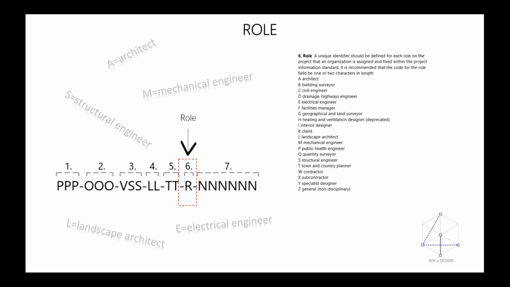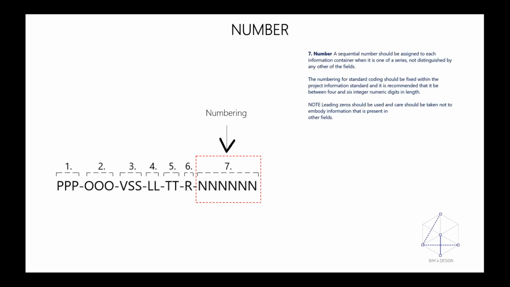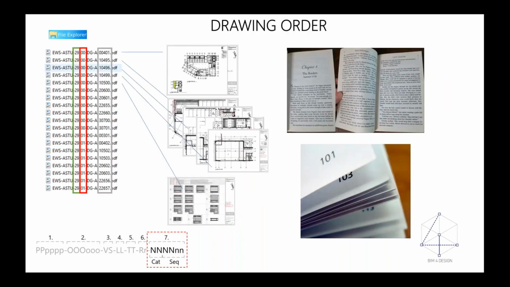The role field. Members use this field to describe their specific role. So I don't think we have too much feedback on that. This is where we get to the drawing number. Now, the numbering of the drawings is extremely important for the design team, in particular drawing order. I'm going to go into a bit more detail with this.